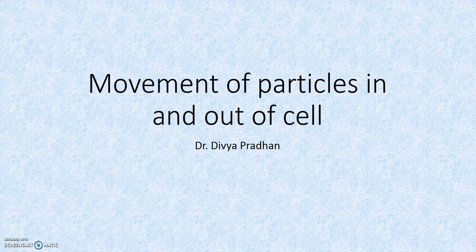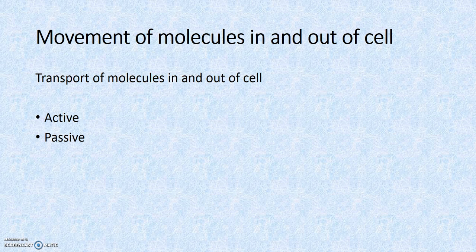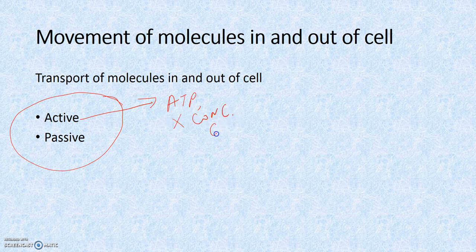Hi guys, we're back again, and today we are going to talk about movement of particles in and out of the cell. The movement of molecules in and out of the cell has two basic types. One is active and one is passive. Active, of course, needs ATP and does not need a concentration gradient.